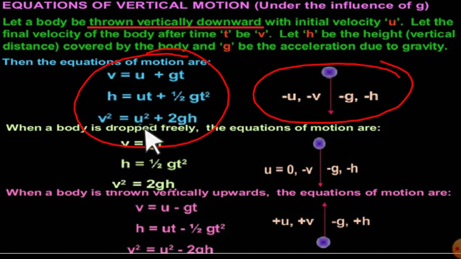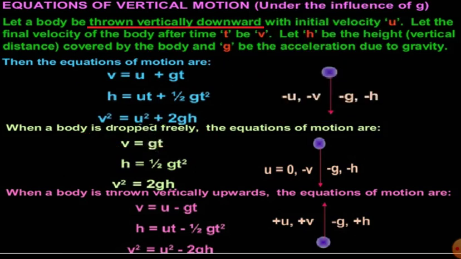For the next one, let's see what happens when a body is dropped freely. In this case it may be throwing downward, but here it is a free fall. So there is no external force except the force of gravity. Before falling, the object was in your hand, so its initial velocity is 0. The others will remain the same: v, g, h will all be taken as positive, similar to the previous one. If you put u equal to 0 in the above equations, you will get these.